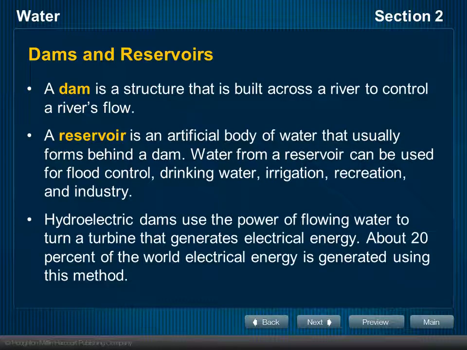Hydroelectric dams are a specific kind of dam that are built over a river and use the mechanical or kinetic energy of moving water to generate electricity. They do this by turning a turbine in a generator. Today, around 20%, or one-fifth, of the world's electrical energy is still generated using hydroelectric power. So it is still significant.